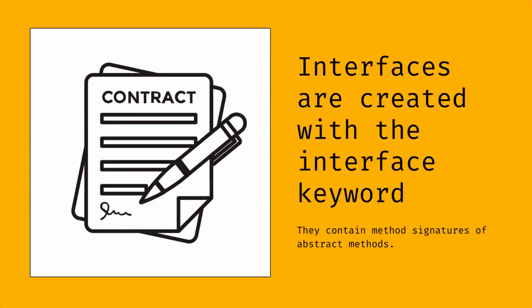So interfaces are created with the interface keyword, and they contain method signatures of abstract methods. Let's have a look in IntelliJ at how we could create the Prey and Predator interface.